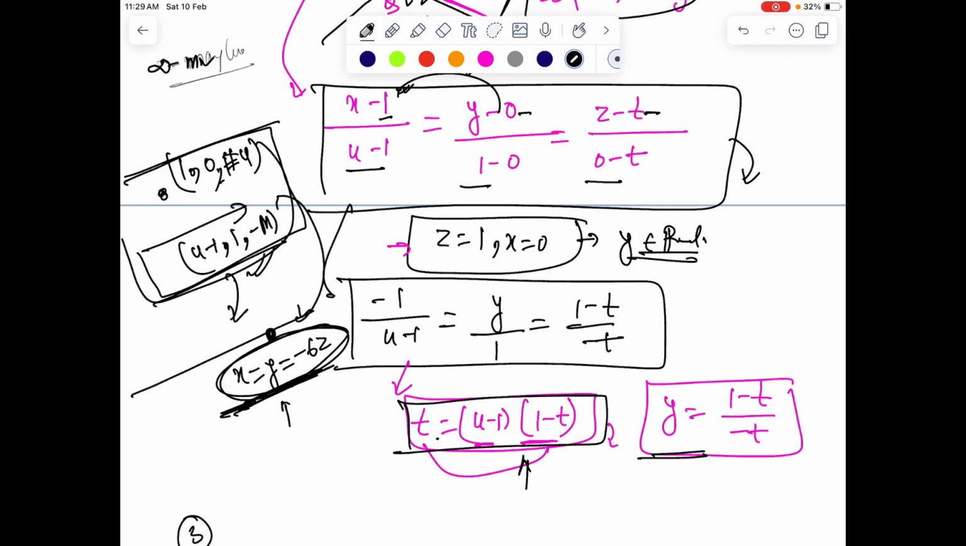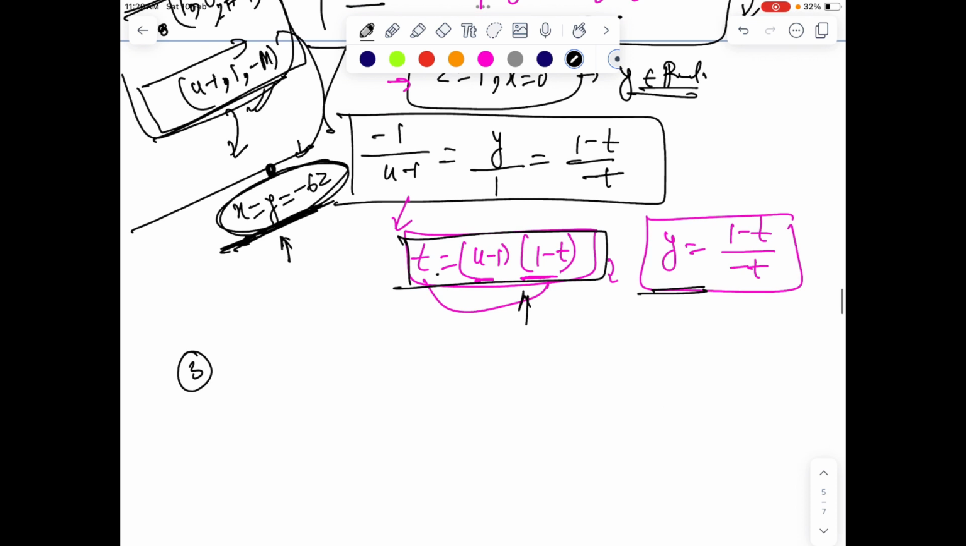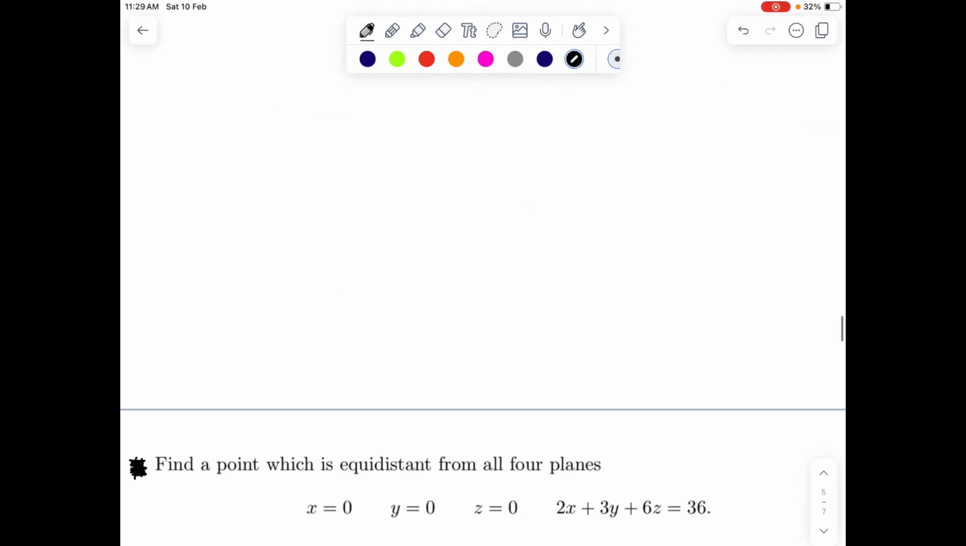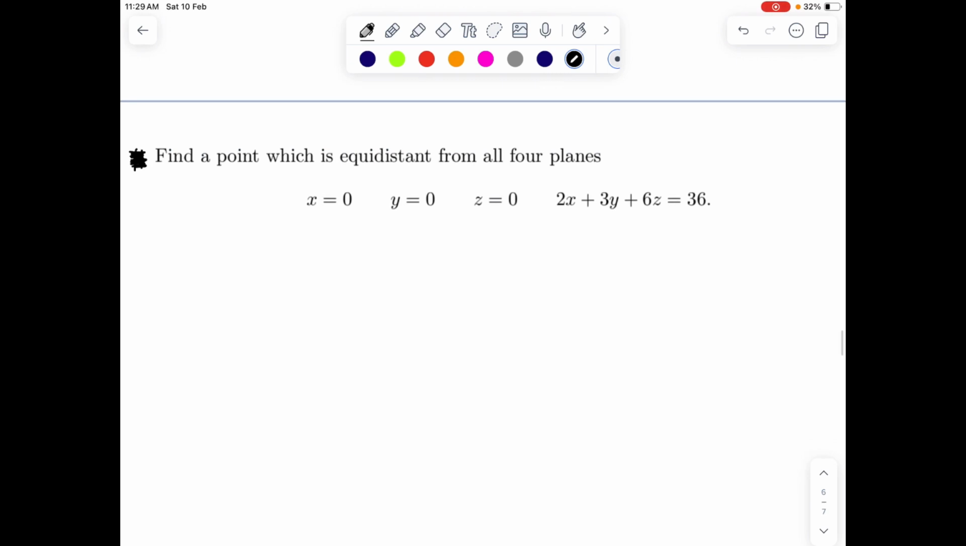And you can see from here the t in terms of u is kind of non-linear. Hence we expect 2 values of u. So for the last part, you will get exactly 2 such lines. And the calculations are left to you as an exercise. Let's move to the next question.